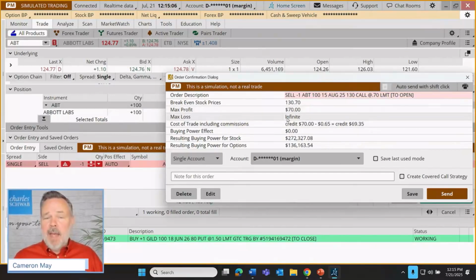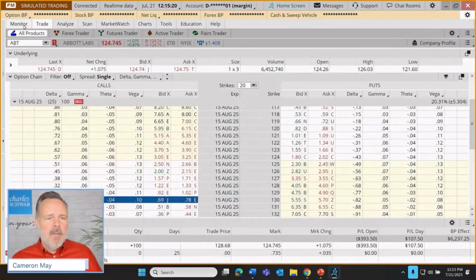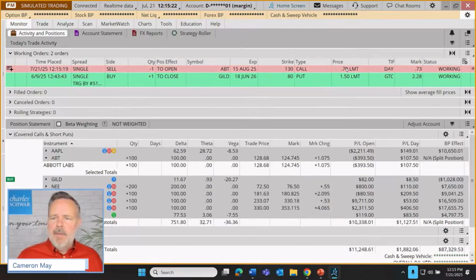This is going to say there's an infinite maximum loss. That would be true if we didn't own the stock. We do own the stock, so this is a covered position. There is a commission to be considered here, so that's going to chip into that potential credit. Let's send that off and see if we can get a quick fill there for our ABT position.